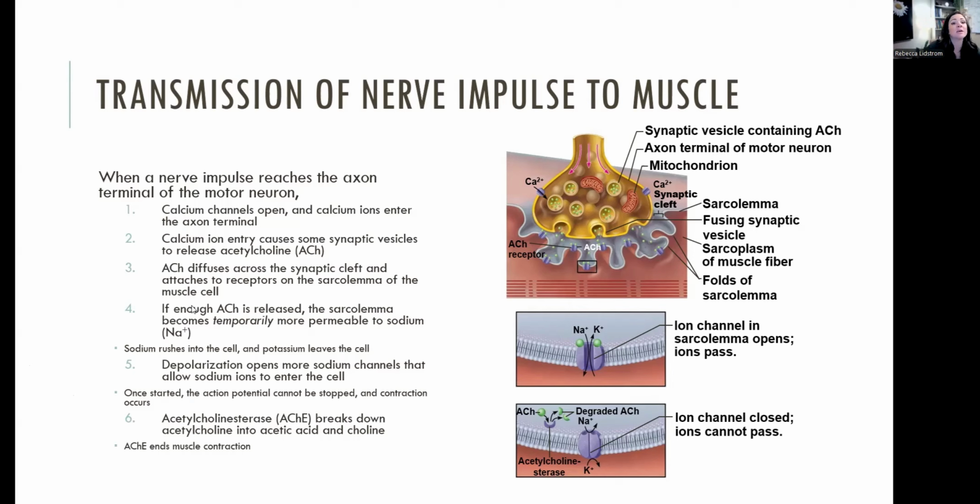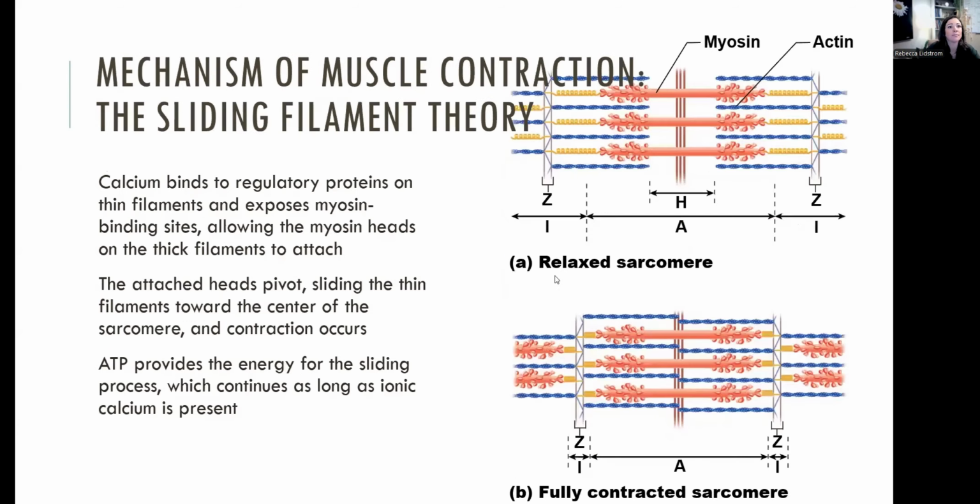And so these steps: when that nerve impulse reaches the axon, calcium channels open. Calcium ions enter the axon terminal. Calcium causes synaptic vesicles to release acetylcholine, which diffuses across the synaptic cleft. If enough acetylcholine is released, the membrane becomes permeable to sodium, and the cell is then depolarized, and we can then have a muscle contraction happen. So that's what's happening as far as the nerve into the muscle, the transmission of that impulse.